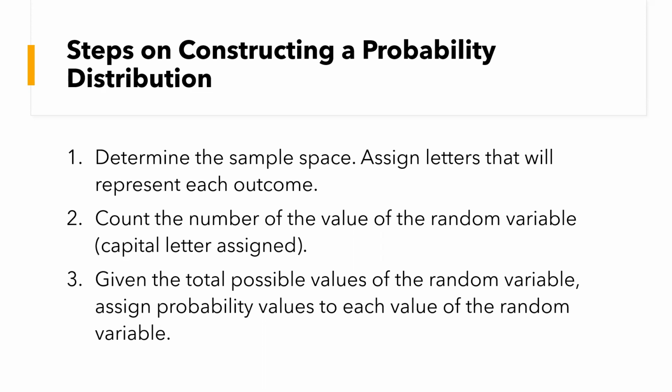First, we're going to determine the sample space and assign letters that will represent each outcome. Second, we're going to count the number of the value of the random variable, wherein the capital letter must be assigned. Third, given the total possible values of the random variable, assign probability values to each value of the random variable. So we're going to apply the following steps on the examples.